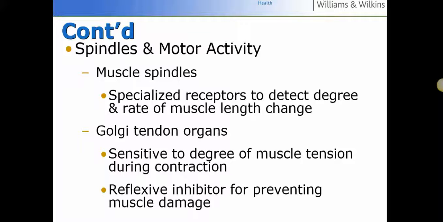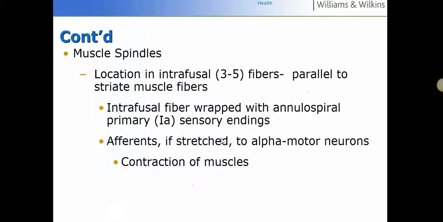And then you also have something called the Golgi tendon organs. They are sensitive to the degree of muscle tension. So basically the muscle spindles and the Golgi tendon organs pick up any changes to the nature of the muscle. So when it moves, if it is tensed, that's picked up by the Golgi tendon organs, and when it changes in length, it's picked up by the muscle spindles. And the location, as I said, is in intrafusal muscle fibers. They are parallel to striate muscle fibers, which are the extrafusal muscle fibers.